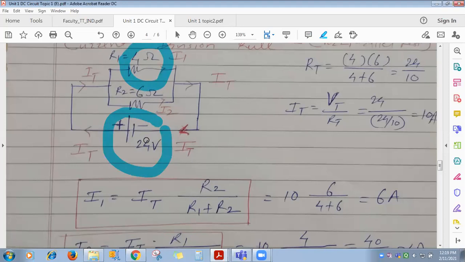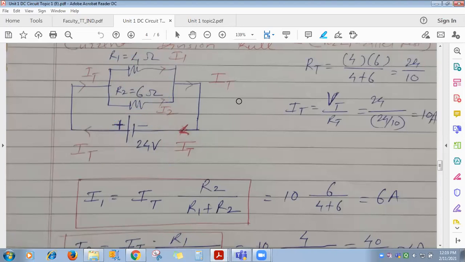Across 6 ohm, what is the voltage? 24 volt. So 24 divided by 6, 4 ampere will flow through this. 6 ampere will flow through this. Ohm's law also you can use here. This simple example I considered so that it will be easy for you to understand how and when to apply the current division rule.